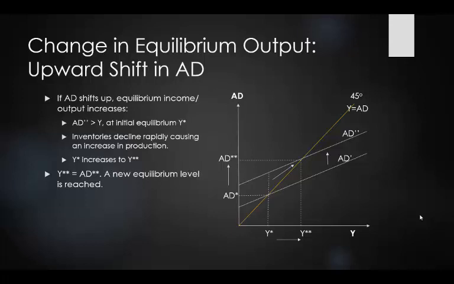And output will increase until it gets to Y double star, where planned spending is now at AD double star and equal to total output at the new level of Y double star. The economy is now back in equilibrium at a new higher output level.